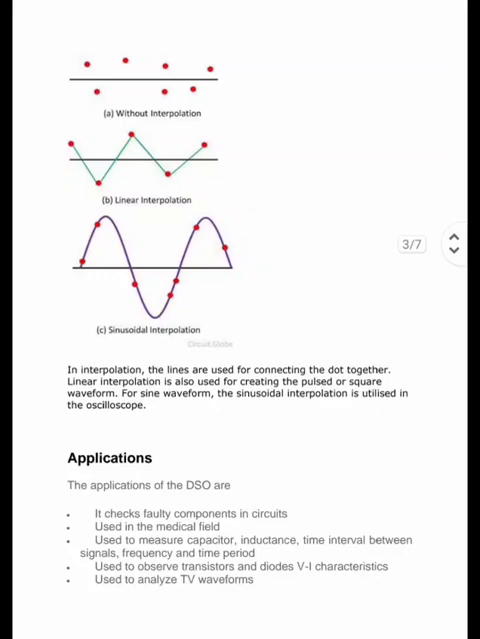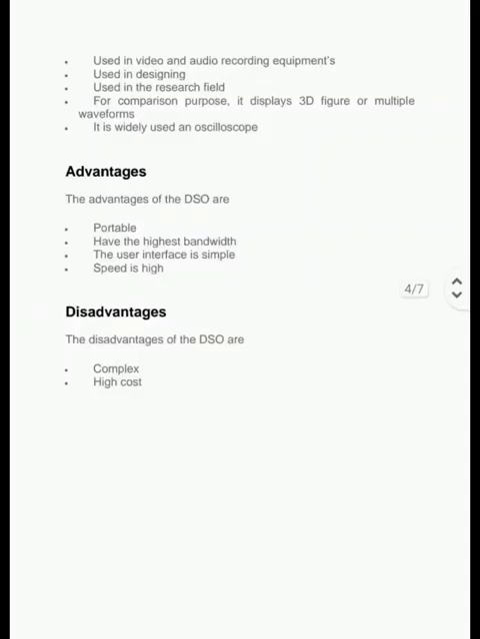Applications. The applications of DSO are: it checks faulty components in circuits, used in the medical field, used to measure capacitance, inductance, time interval between signals, frequency and time period, used to observe transistors and diodes, VI characteristics, used to analyze TV waveforms, used in video and audio recording equipment, used in designing, and used in the research field. It is widely used as an oscilloscope.